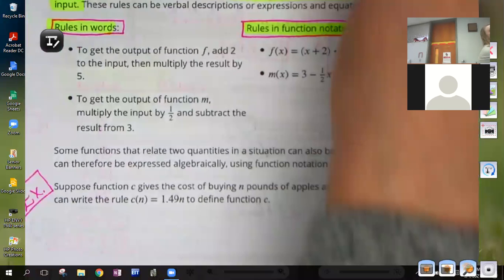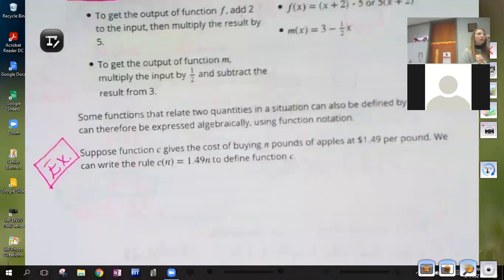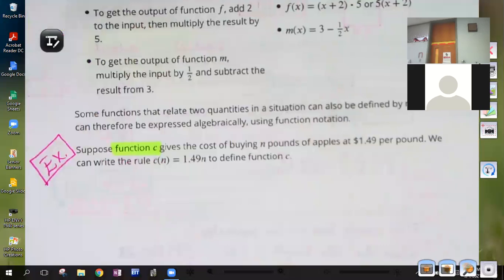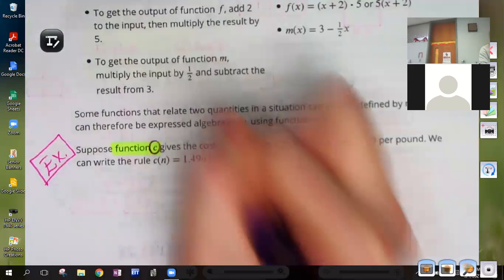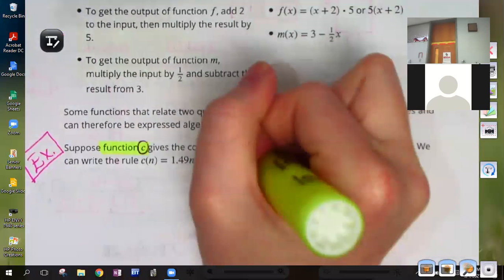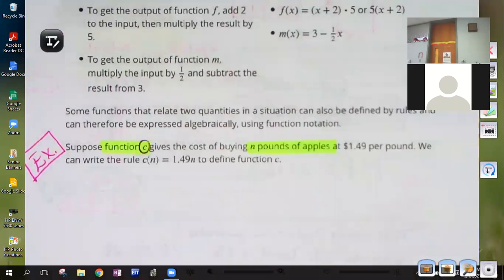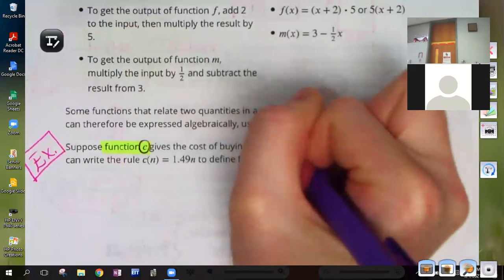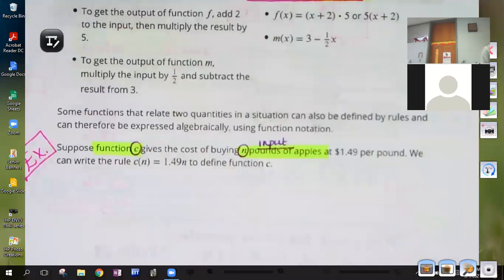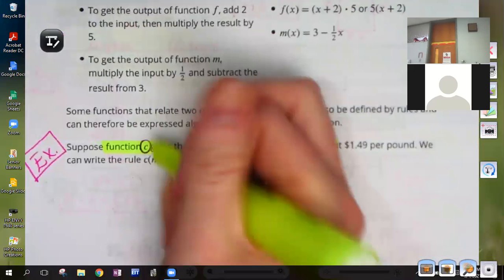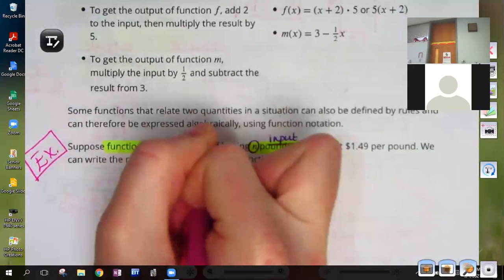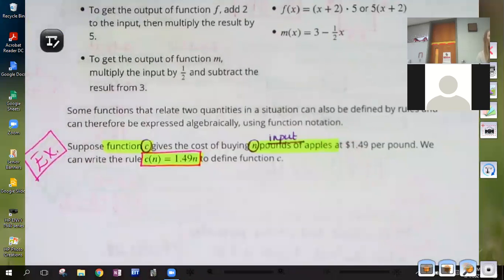Okay, so here it gives us an example in this last little bit. We have this situation here. We have function C. What's the name of this function? C. And when that's set equal to something, it gives us the cost of buying pounds of apples. Okay, so what's my input? n, which is the pounds of apples, that are $1.49 per pound. We can write this rule like this: C of n equals $1.49 n to define function C.